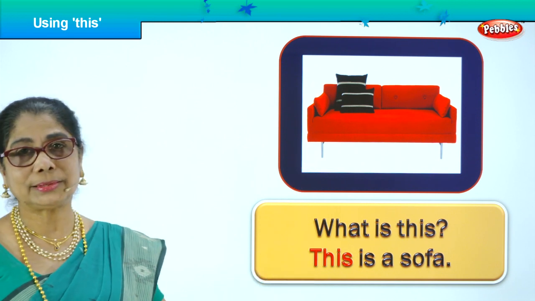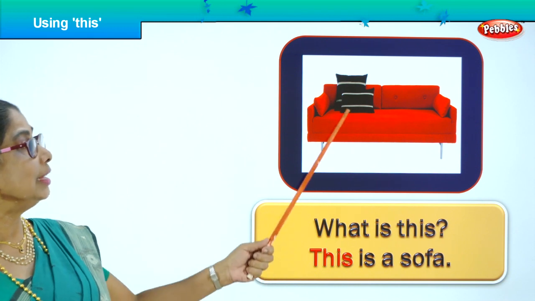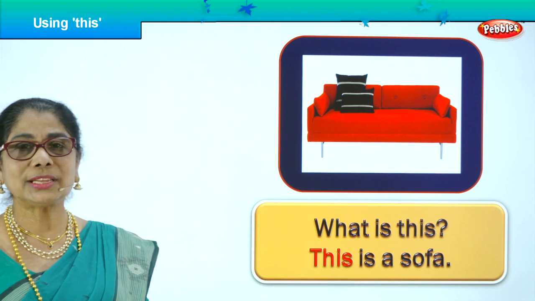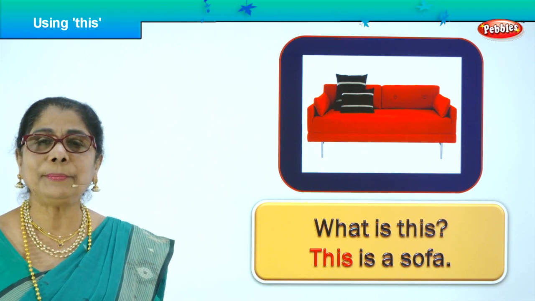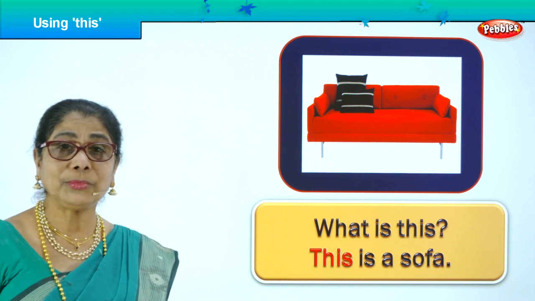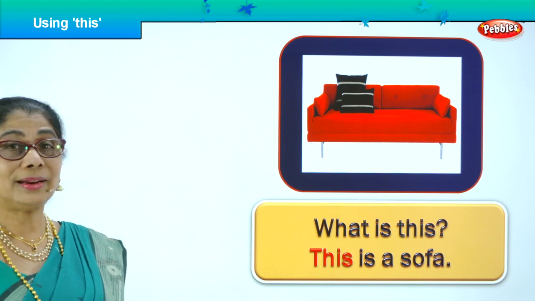Where do you find this? In your hall, in your house, you find it. What is put on it? Cushion. This is a sofa, and cushions are put there for what? To sit and be comfortable. Who sits there most of the time? Your grandma. Yes, she sits on the sofa.